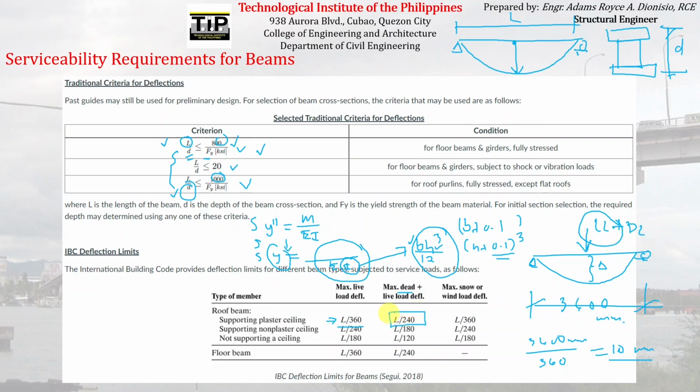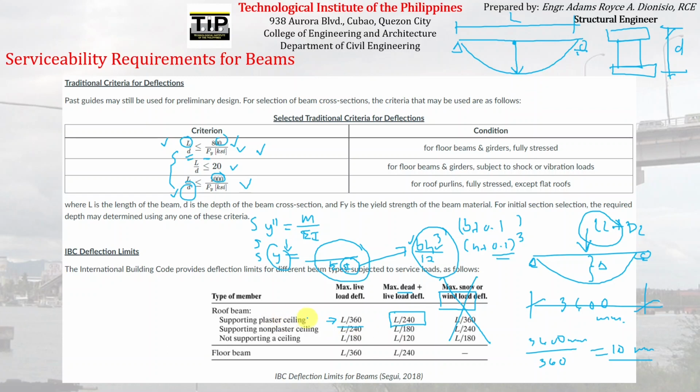Mas malaki yung L over 240 sa L over 360. So, medyo lumaki yung limits. Okay? Yung snow load, syempre, hindi naman applicable sa atin yan. Although yung wind load naman, may sinabi dito. Pero snow load wala naman tayo dyan. Usually ang tine-check lang naman natin for deflection is dead load, yung effect ng dead load tsaka live load.